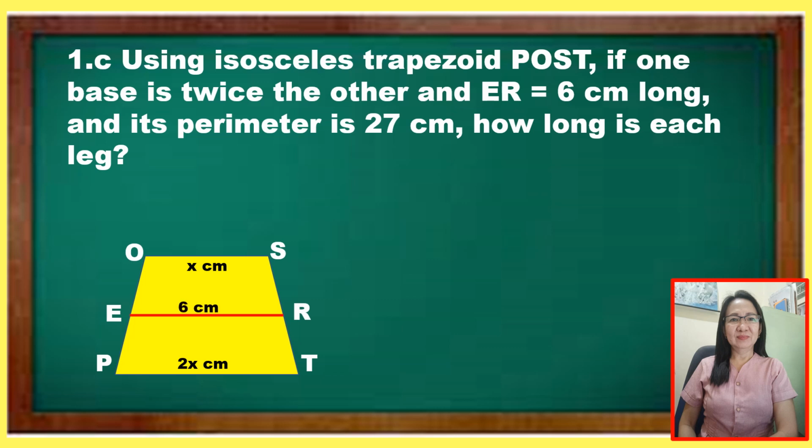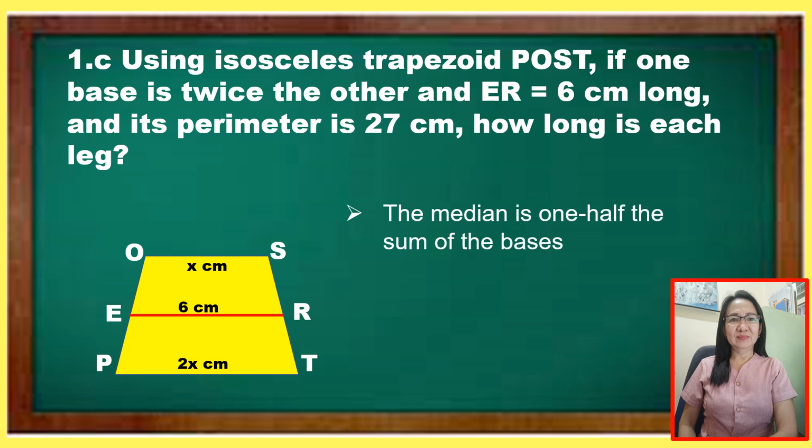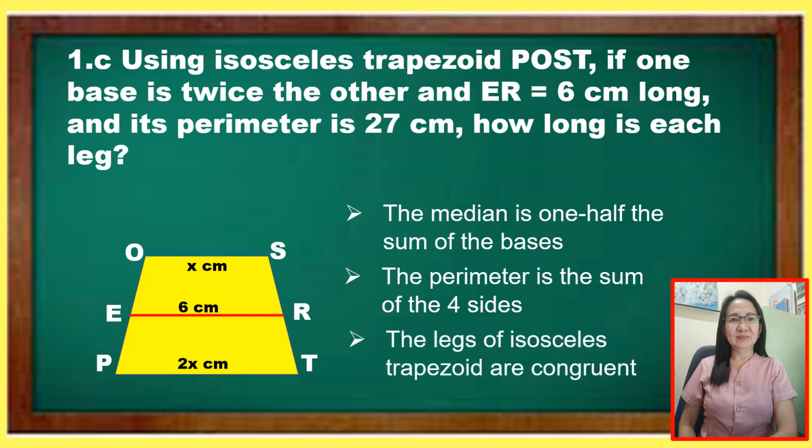It is given that the length of the median is 6 centimeters long. The median is 1/2 the sum of the bases. That is one idea to be applied. The other one is that the perimeter is the sum of the four sides, and the legs of isosceles trapezoids are congruent. So let us see how we are going to apply this concept.